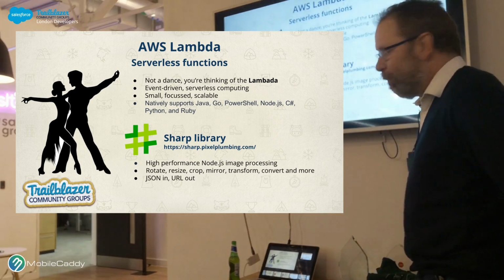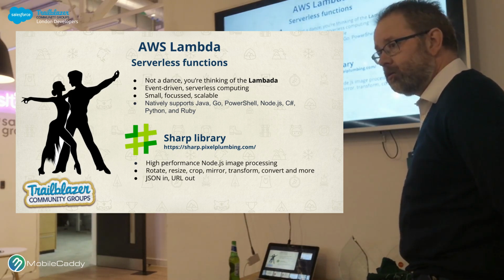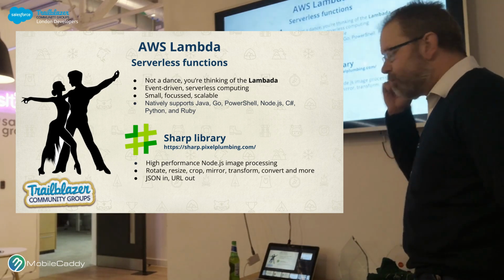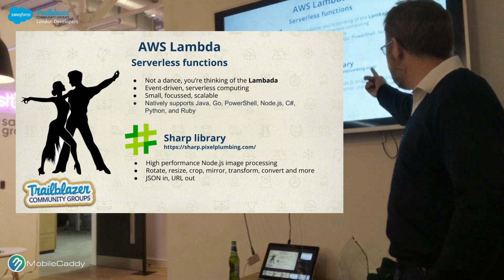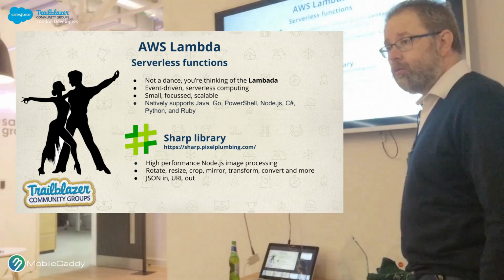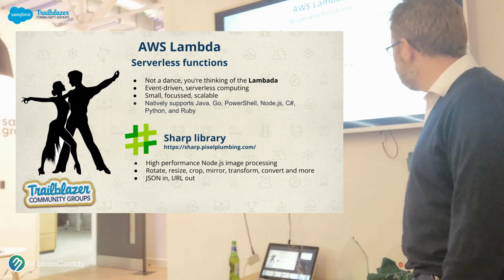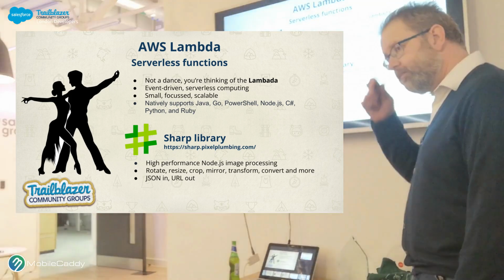So the Sharp library, if it's a Node.js thing, is this something that I could use in functions? Yeah. It's not exclusive to this architecture. It's open source. I mean, there's a URL that you can go and download it. You can load it into your Node.js applications and tools. And if you have a need for image processing, that'll largely do the job.